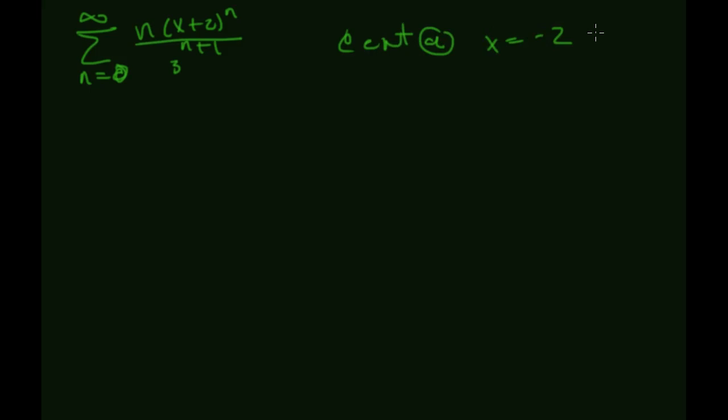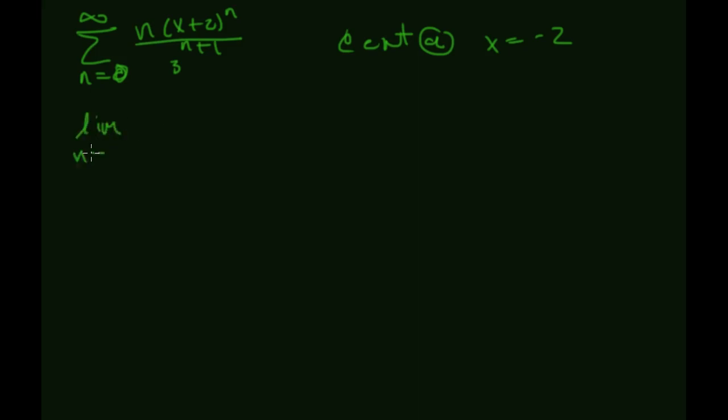Okay, so for our second example here, we're going to use the sum from n equals 0 to infinity, so this time we can get the 0th term, of n times (x plus 2) to the nth over 3 to the n plus 1. Okay, so note, this thing is centered at x equals negative 2, because this should be x minus (negative 2), that's going to make it x plus 2. Negative and negative is going to make it positive. So let's start playing around with the ratio test.